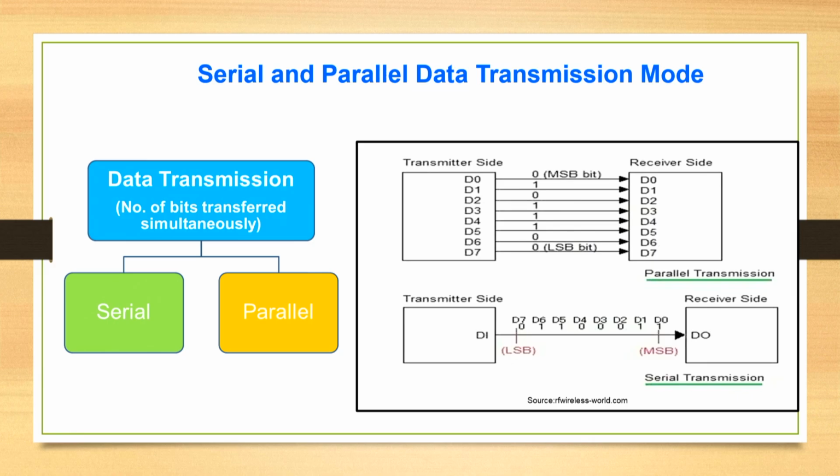Next categorization is based on the number of bits transferred simultaneously. So according to that, it may be serial or parallel. From the diagram you see that in the case of a serial, there is only one channel through which the data is transferred. This is the most significant bit and this is the least significant bit. It has been transmitted from this D1 to D0. Whereas in the case of a parallel transmission, for each bit we have the channels, right from the most significant bit to the least significant bit.